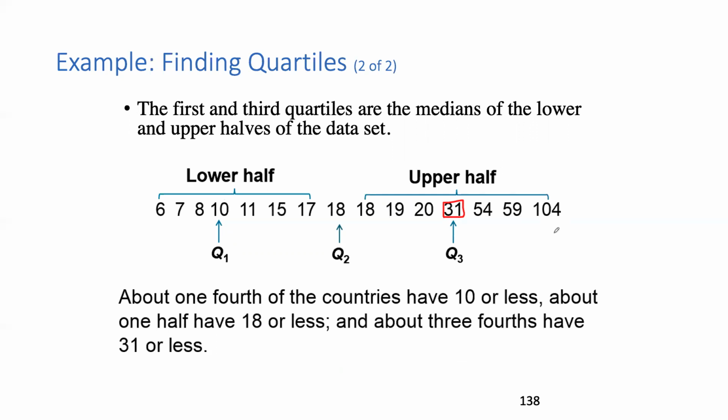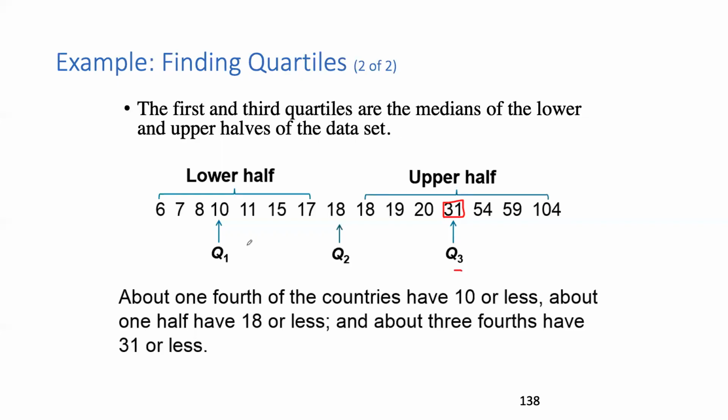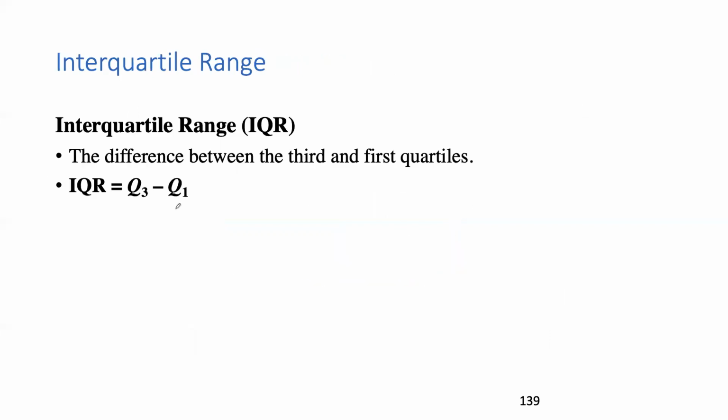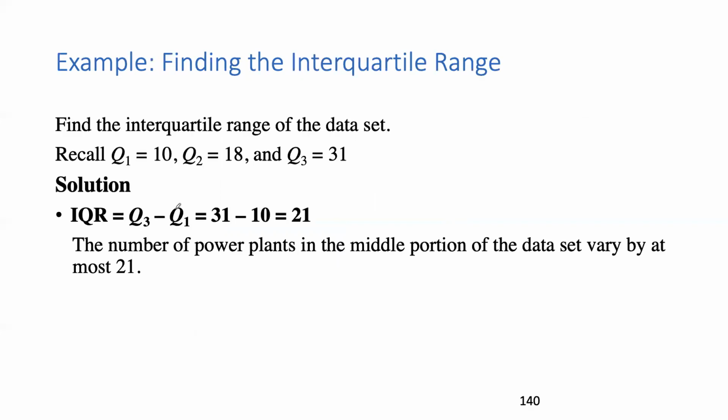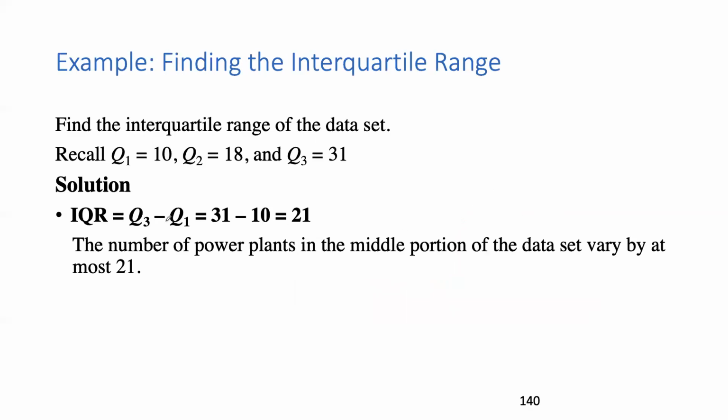This gives us a sense of what the entries in the data set look like at different positions. Okay. So there's this notion of what we call the interquartile range. The interquartile range essentially tells me how far apart Q3 and Q1 are. The IQR is just Q3 minus Q1. In this case, we found Q1 is 10, Q2 is 18, and Q3 is 31. The interquartile range, Q3 minus Q1, is 20.